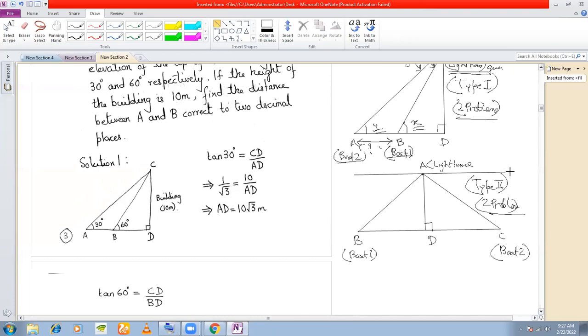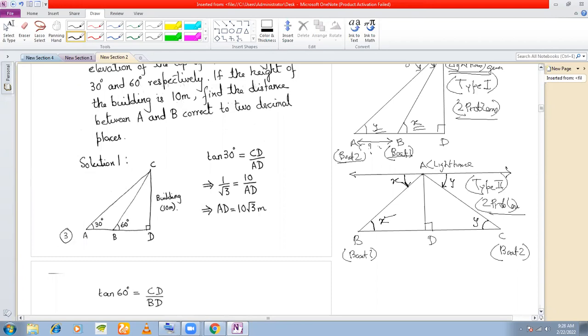So this is your horizontal, right? If I say angle of depression of boat 1, that means this angle here, right? Let's call this angle X. Angle of depression of boat 2 is this, right? So therefore now, if this angle is X, this angle will also be X because they are alternate angles. And this angle will also be Y because they are alternate angles.